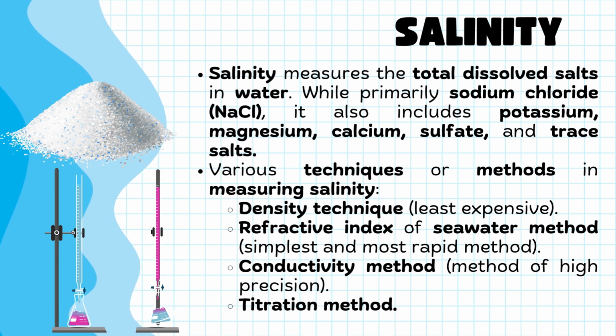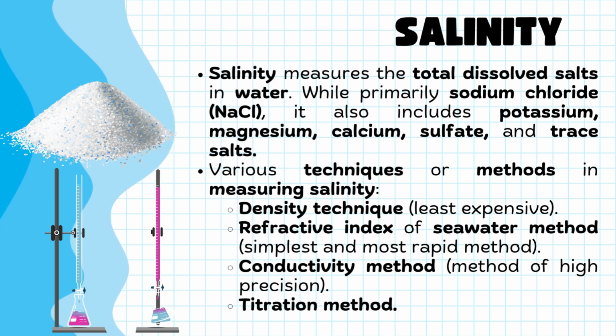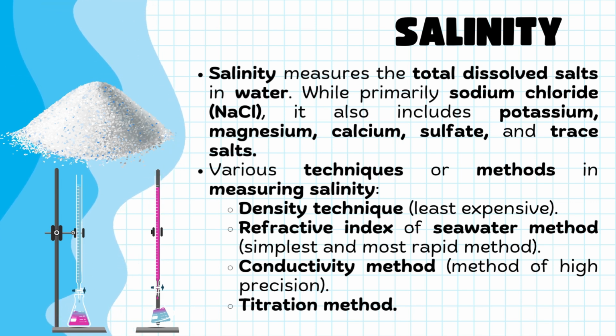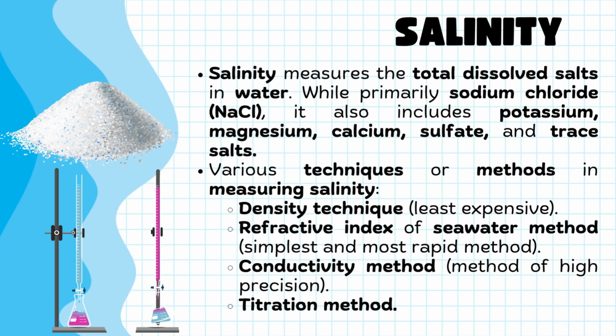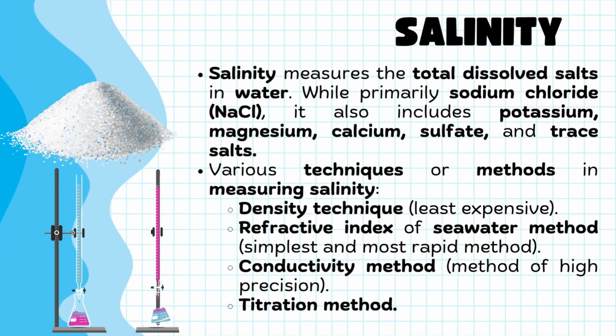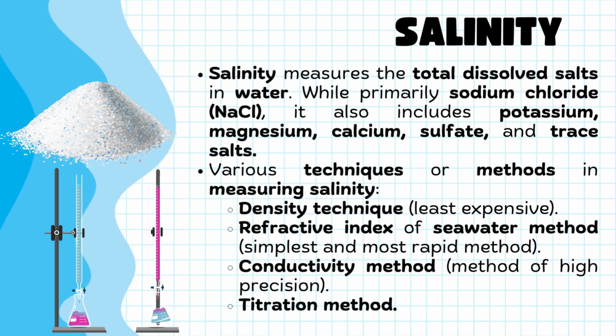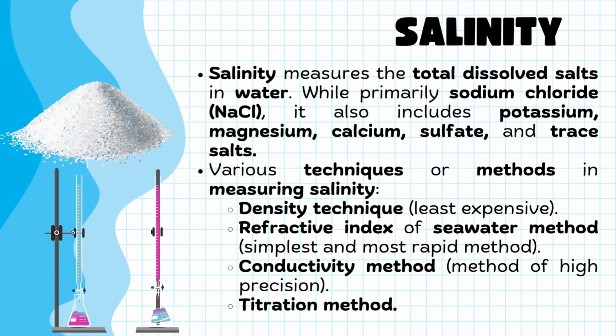Next is the titration method. It requires reagent solutions or chemicals and is done in the laboratory with the aid of a burette, Erlenmeyer flask, and other laboratory equipment. So the first two methods above are to be used when salinity is suspected to be high, for example, more than or equal to 0.5 parts per thousand salinity.